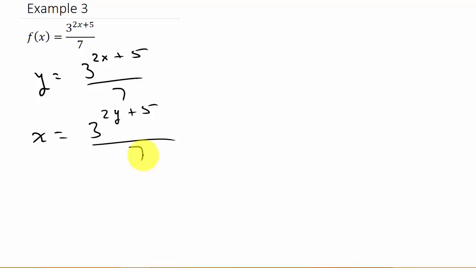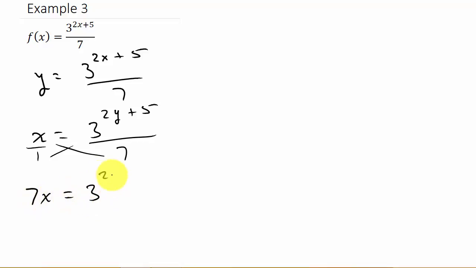But if you notice in the other problems, we didn't have that. We didn't have it being over a number or something like that. Okay, well, we can't convert it with this being over 7. So what we need to do is bring the 7 to the other side. So, that's over 1. It's kind of like we're cross multiplying. So that's 7x equals 3 to the 2y plus 5.